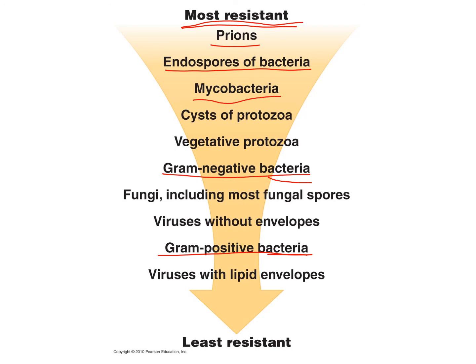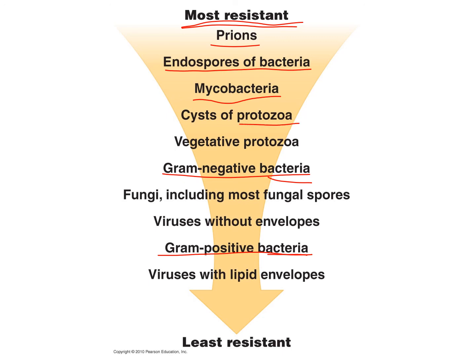Mycobacteria, I've mentioned them before. They are very resistant. These are Mycobacterium leprae and Mycobacterium tuberculosis. They are acid-fast because they don't have very much peptidoglycan, but they have a lot of mycolic acid and waxes in their cell walls. That makes them very resistant. They're actually very difficult to kill.